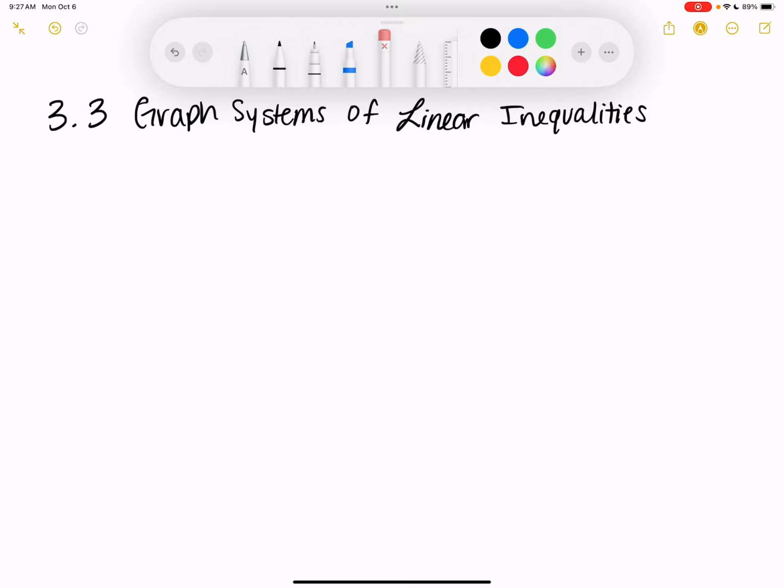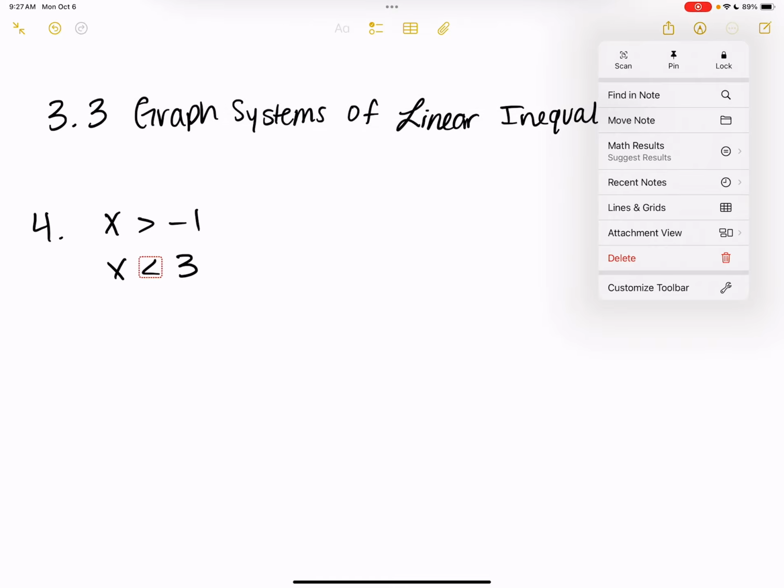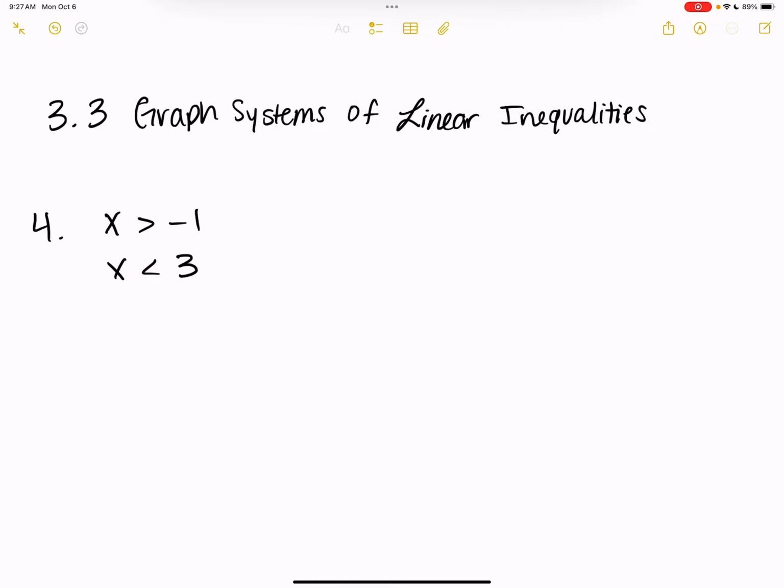Number 4. X is greater than -1, X is less than 3. So a few things that I'll be looking for here is that you still are doing it correctly if it's solid or dotted, and then obviously the direction of the shading is going to matter.